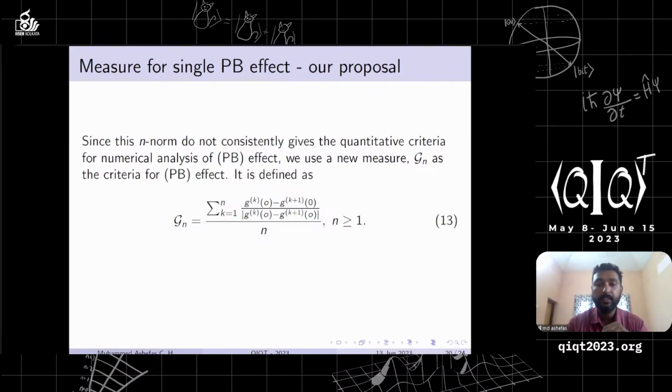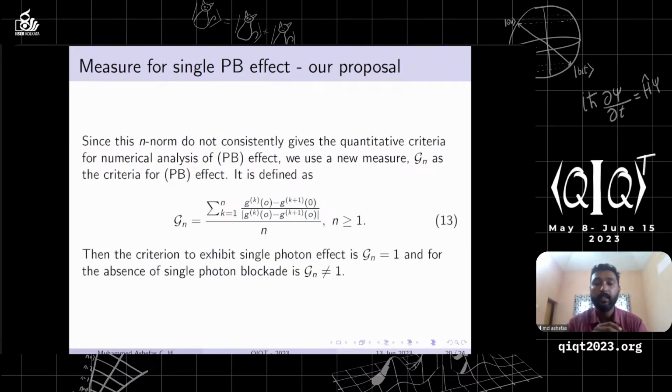So that means this new measure must be 1 to get the photon blockade effect. And if this new measure is not equal to 1, then the photon blockade is not possible. So this is the idea behind this new measure.